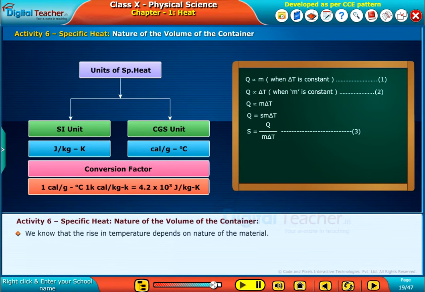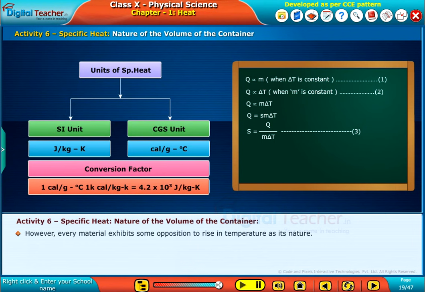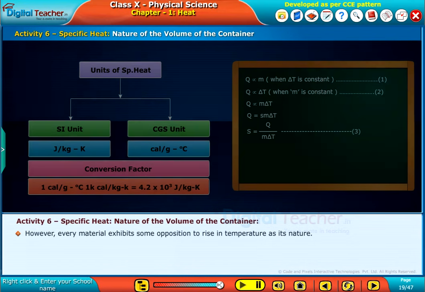We know that the rise in temperature depends on nature of the material. That is why the specific heat of the material depends on its nature. From the equation 3, we learn that the specific heat of the body and rise in temperature are inversely proportional to each other. However, every material exhibits some opposition to rise in temperature as its nature.